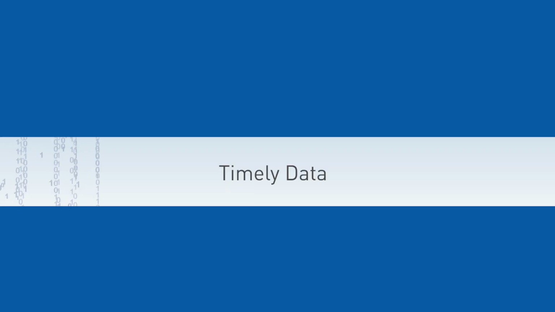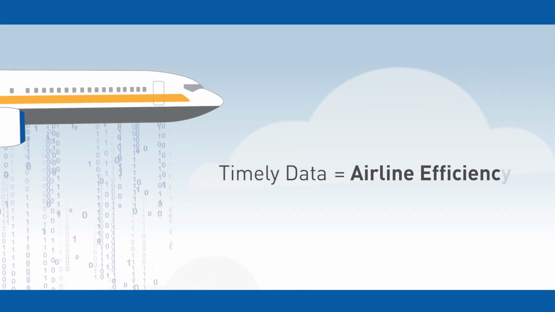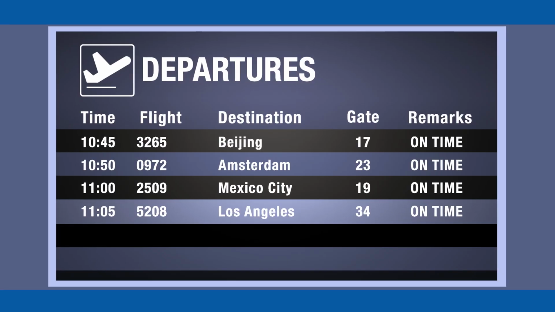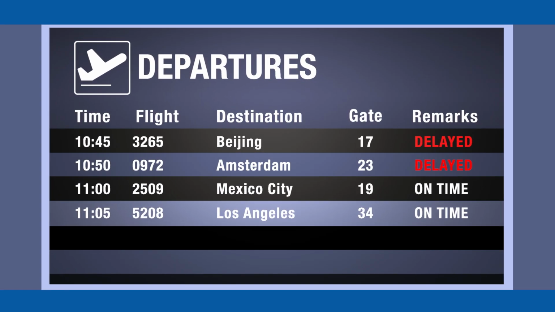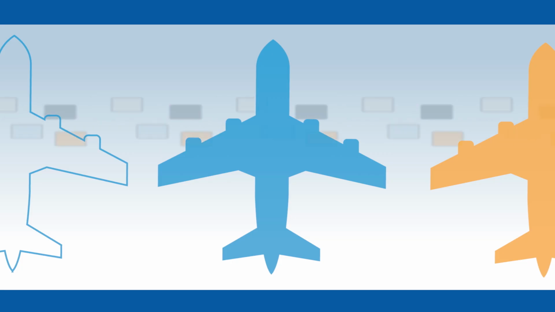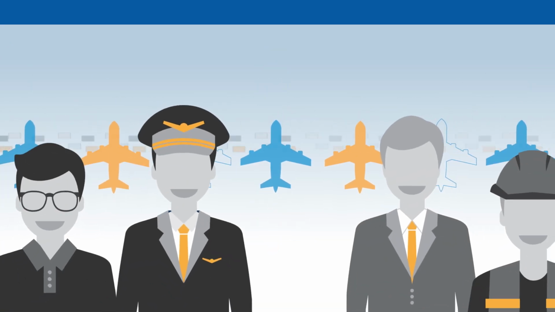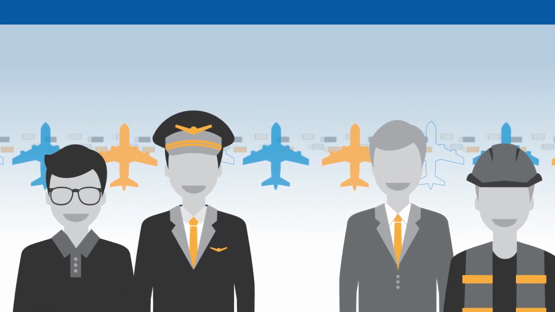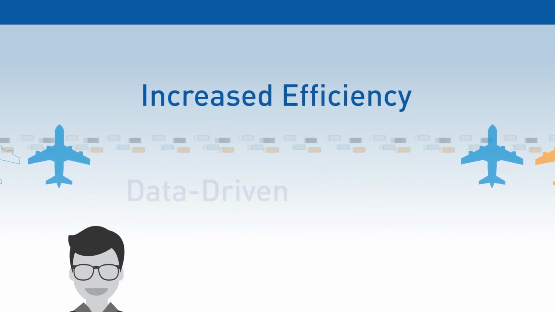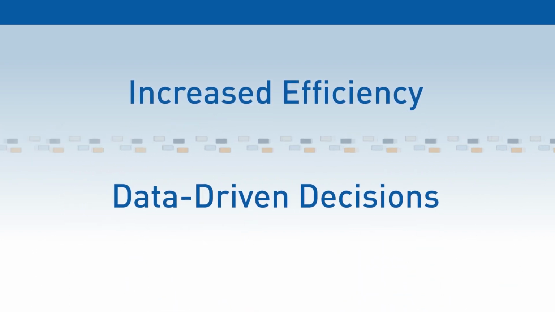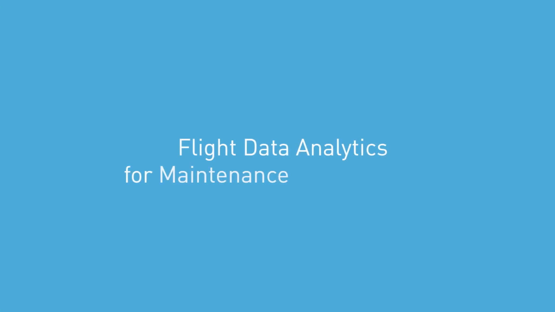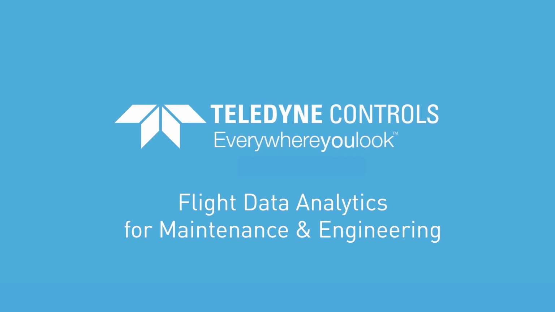Timely data. It's the key component of airline efficiency today, helping decision makers avoid costly flight delays and cancellations. Now there's technology that enables maintenance and engineering personnel to make efficiency-building, data-driven decisions like never before. FDA, Flight Data Analytics for Maintenance and Engineering from Teledyne Controls.